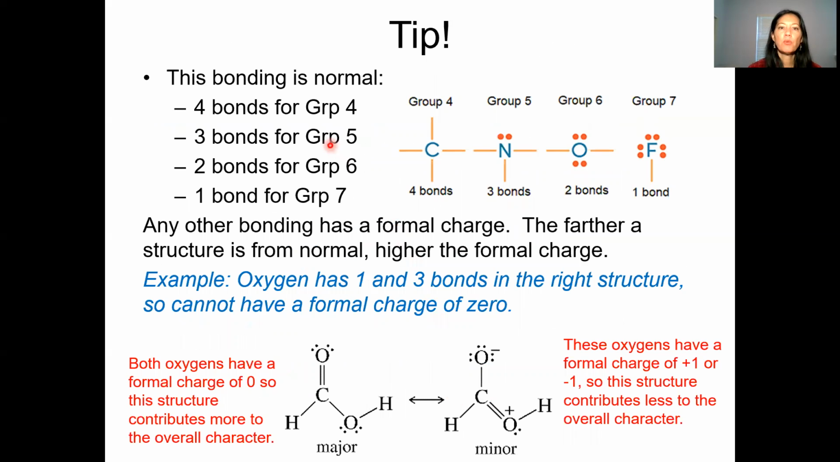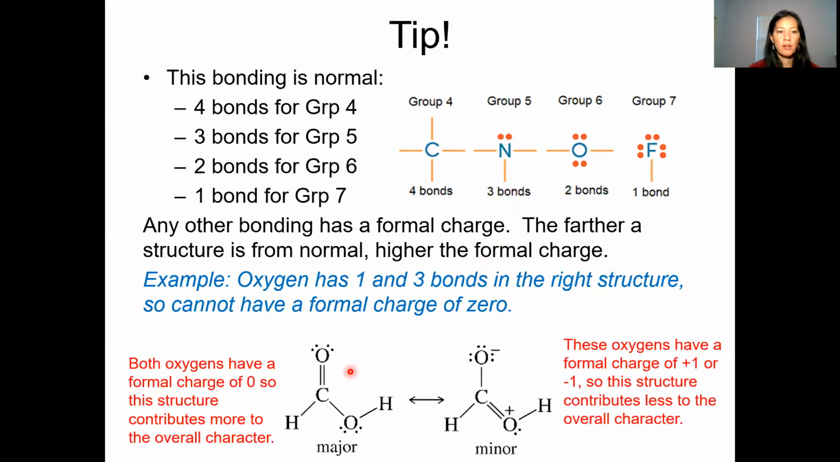Some tips, just to remind you, this is normal bonding for groups 4 through 7. Carbon with 4 bonds, nitrogen with 3 bonds, and it could be a double bond and a single bond or a triple bond, but still 3 bonds and a lone pair. Oxygen with 2 bonds and 2 lone pairs, and halogens with 1 bond. And again, if this applies to oxygen, it applies to all the other elements in group 6. Any other type of bonding for those group members, then you're going to see a formal charge, and you should be able to calculate that. The farther from the normal bonding, the higher the formal charge.